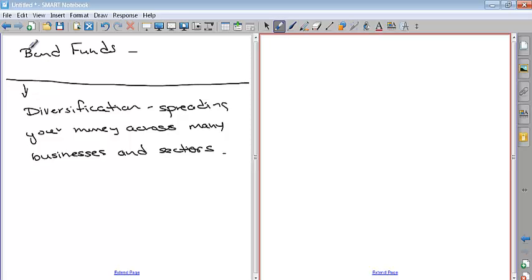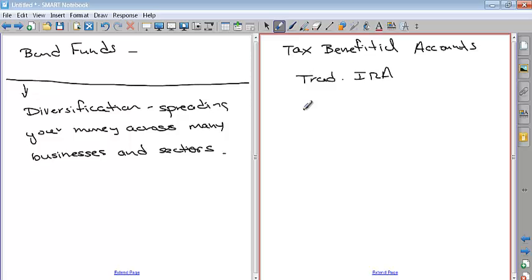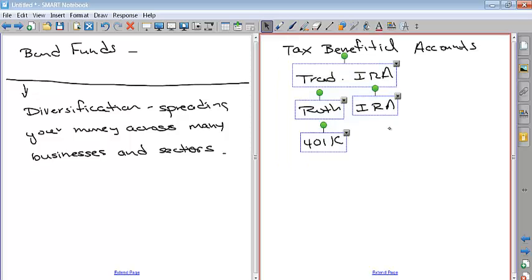Now you can just buy mutual funds and bond funds, but there are tax beneficial accounts. The most common ones are traditional IRAs, Roth IRAs, and 401ks. Or if you go into education, there's a similar one, and I don't remember the number. The key thing here is that you get tax benefits from them.